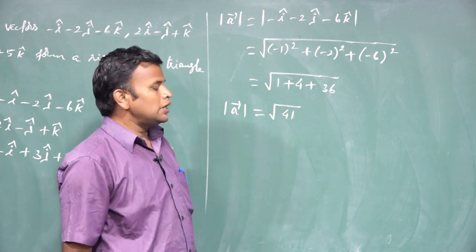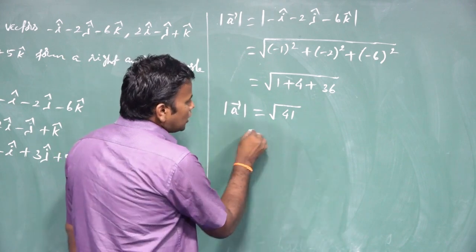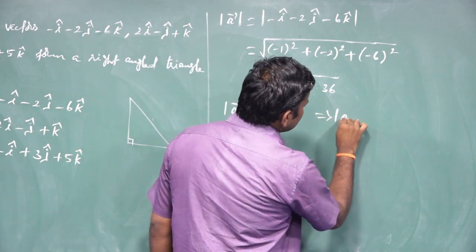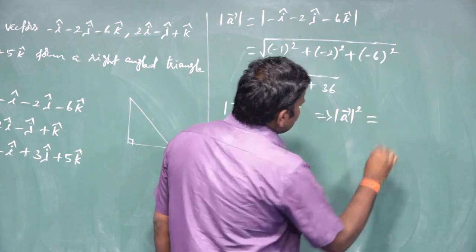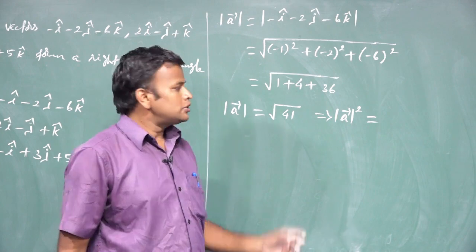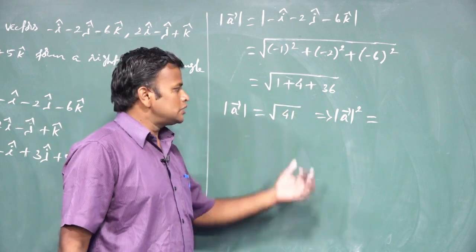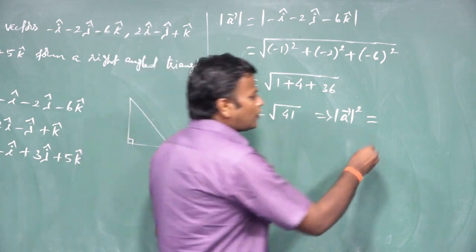In Pythagoras theorem we need the sum of the squares of the sides. So the next step is taking a square. So modulus A vector value is equal to root 41. What about modulus A vector the whole square? So taking square on both sides, root 41 becomes 41.